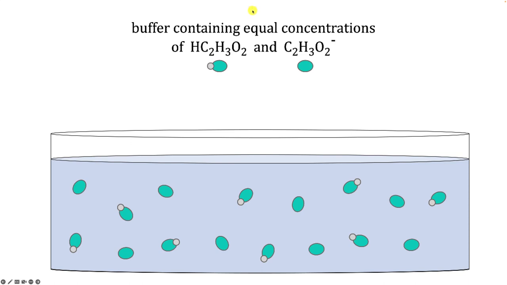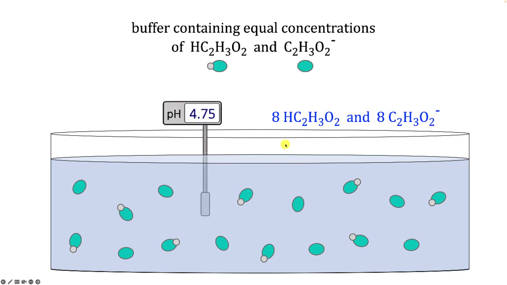Here we have a buffer containing equal concentrations of acetic acid and acetate ion. In the beaker, we have a particulate level representation of 8 acetic acid molecules and 8 acetate ions. This buffer has a pH of 4.75 at 25 degrees Celsius.